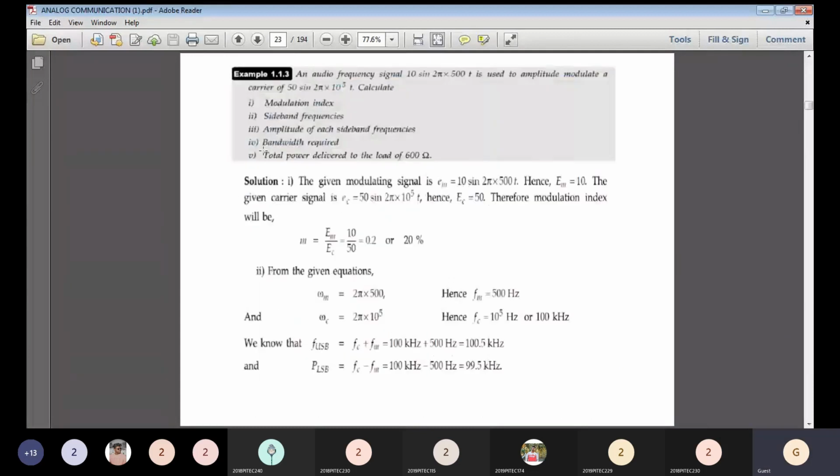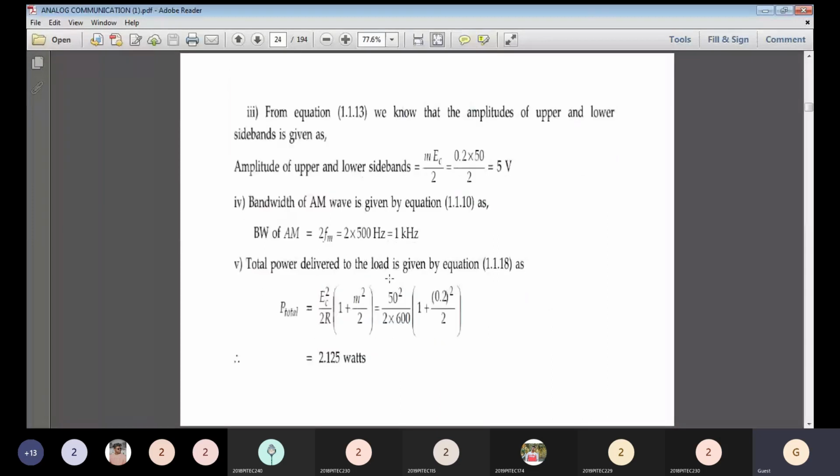The fifth one, what is our fifth one? Total power delivered to the load resistance of 600 ohm. See here, this is our total power. The formula is EC square divided by 2R into 1 plus M square divided by 2. EC is provided in the question. R is also provided, 600 ohms. M we have calculated in the first question. So substitute all the values. Finally, you will get this answer. All of you check this answer. 2.125 watts. This is our total power requirement of this amplitude modulated signal.